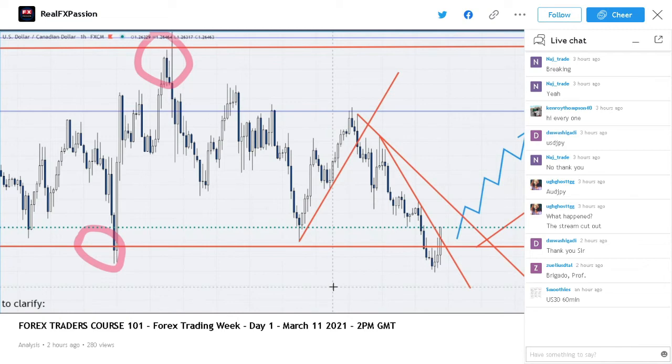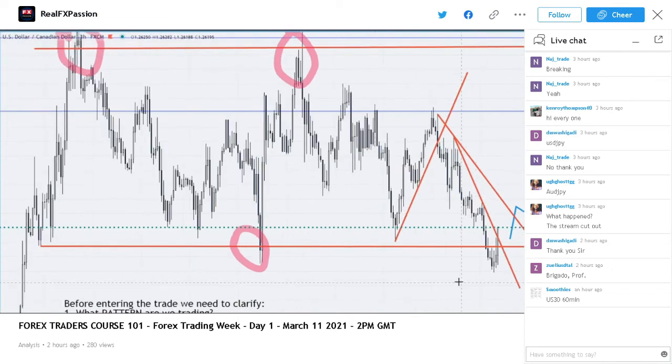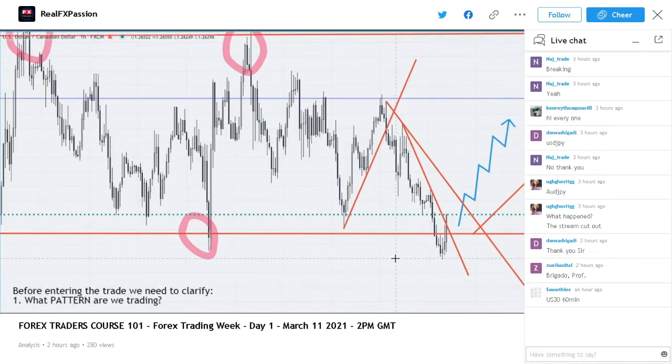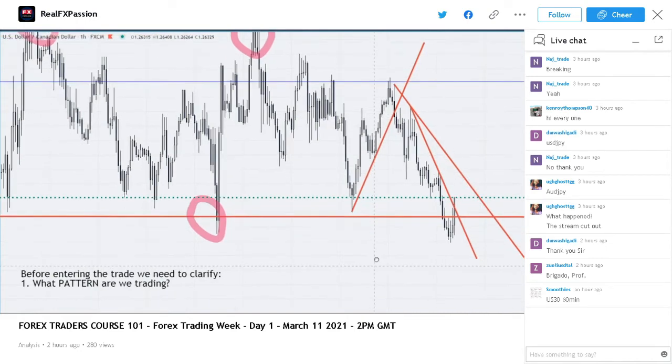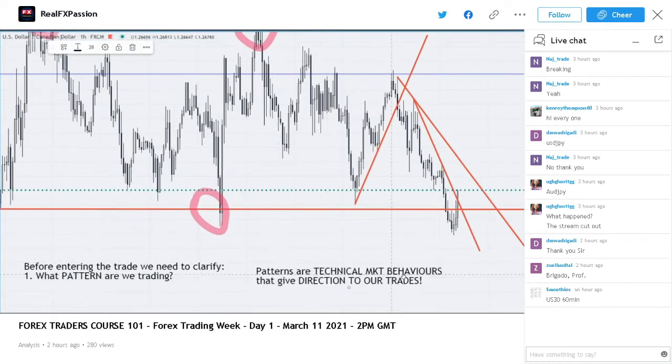Why would you wait to short at 1.26? Make sense? There is no right or wrong, but we need to make sense of our entry. So there is no right or wrong. I want to enter at 1.26.